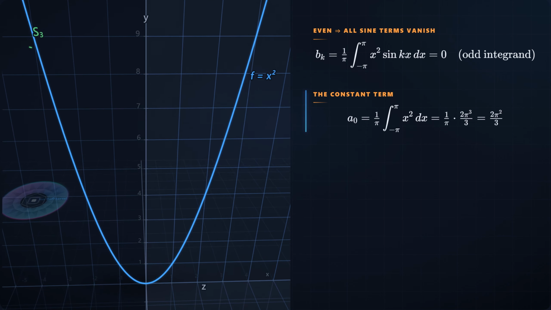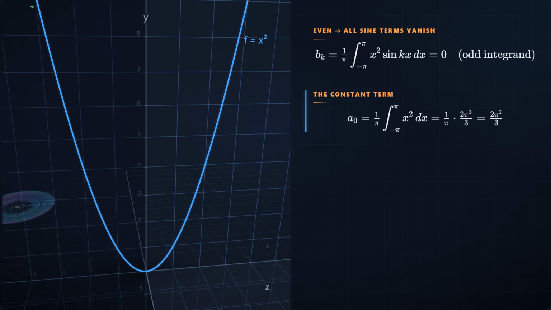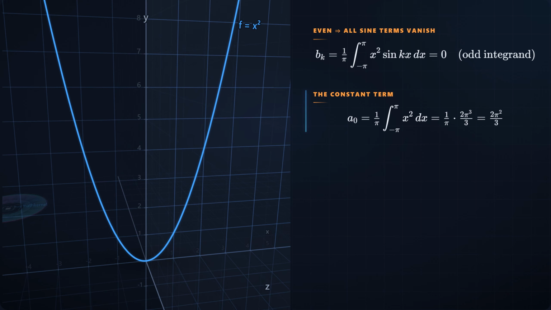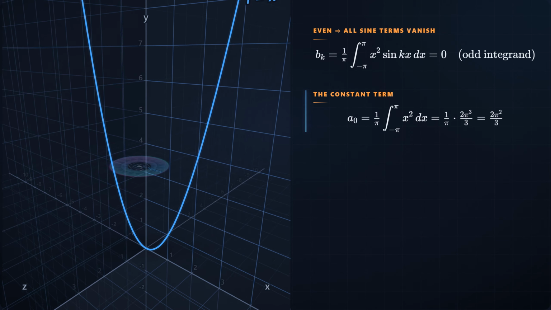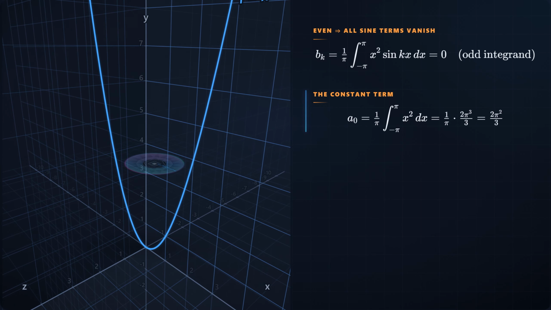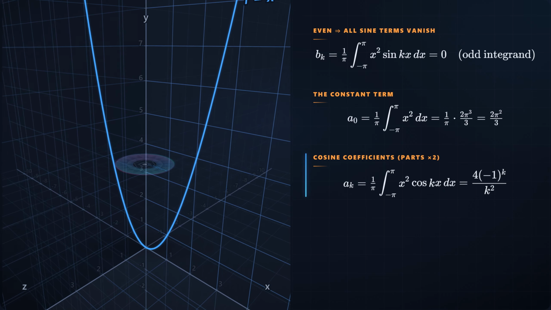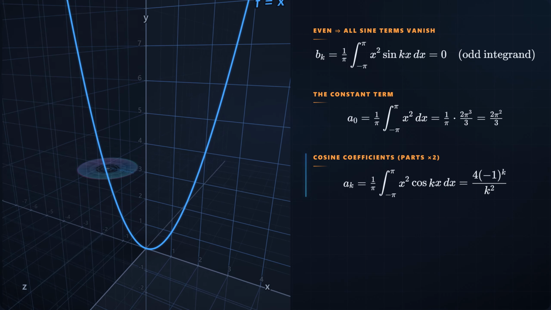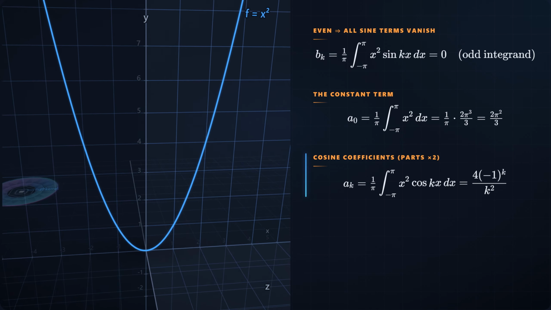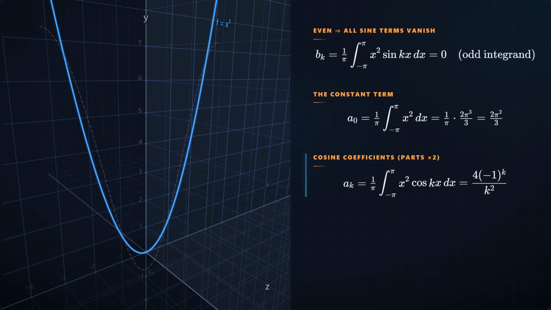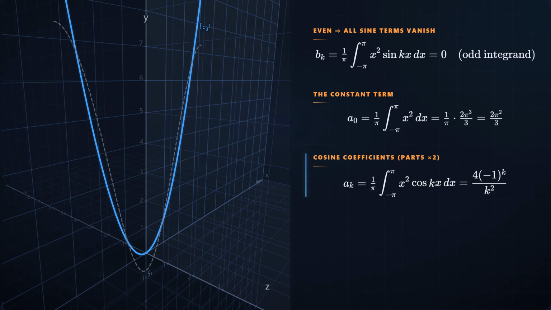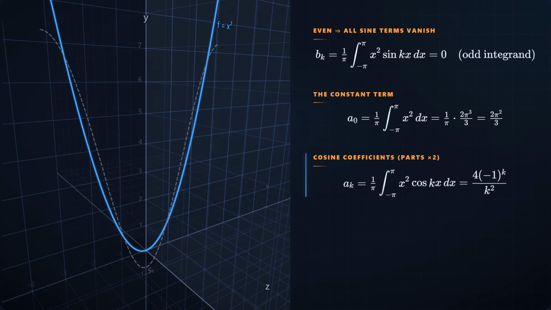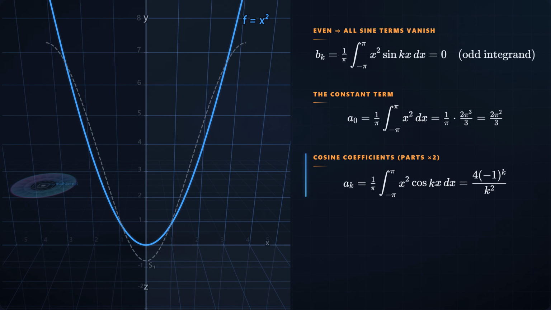The constant term a0 is the average, 1 over pi times the integral of x squared, which is 2 pi cubed over 3, giving 2 pi squared over 3. Its half, pi squared over 3, is the mean value the series settles around. The cosine coefficients need integration by parts, twice. The sine boundary terms die at plus and minus pi, and what remains is 4 times minus 1 to the k over k squared. So a1 is minus 4, a2 is 1, a3 is minus 4/9, decaying like 1 over k squared.